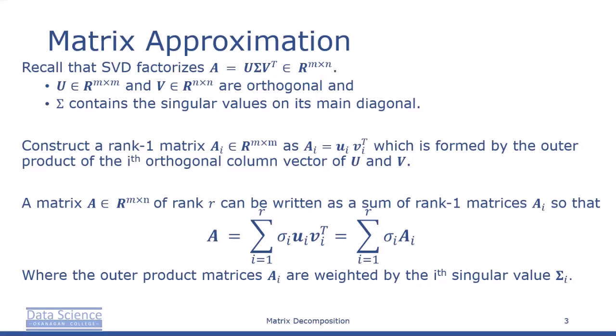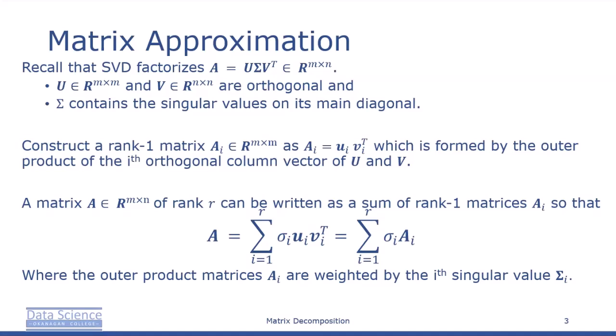To begin, we construct a rank 1 matrix A_i of dimensions n by n as A_i equals u_i v_i transpose, which is formed by the outer product of the ith orthogonal column vectors of U and V. An n by n matrix A of rank r can be written as the sum of rank 1 matrices A_i, so that A is equal to the sum of sigma_i u_i v_i transpose, which in turn is equal to the sum of sigma_i A_i. Here the outer product matrices A_i are weighted with the ith singular value sigma_i.